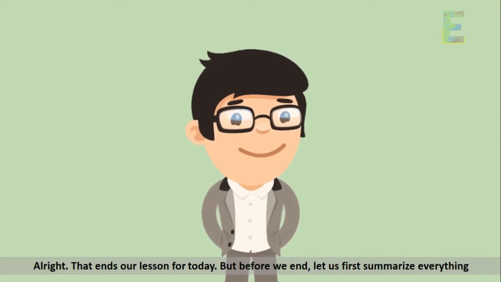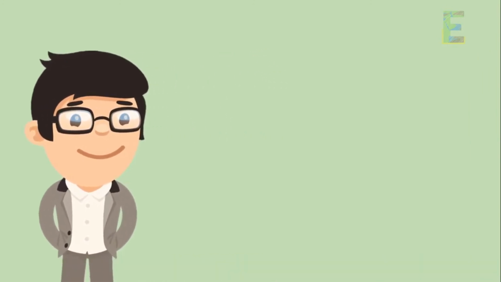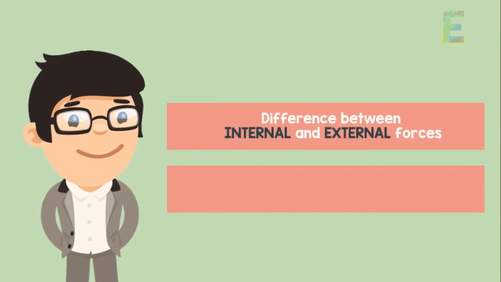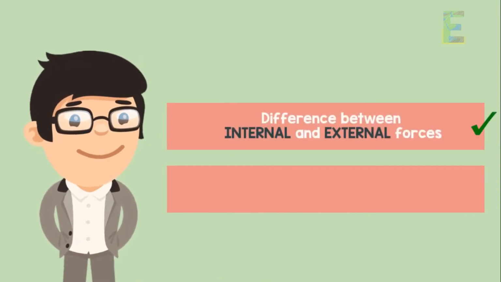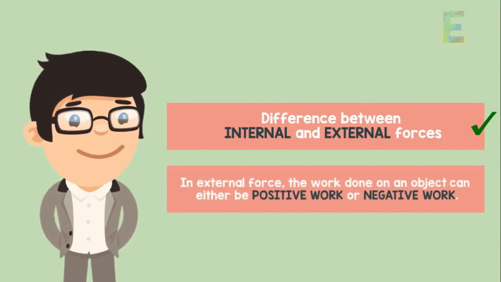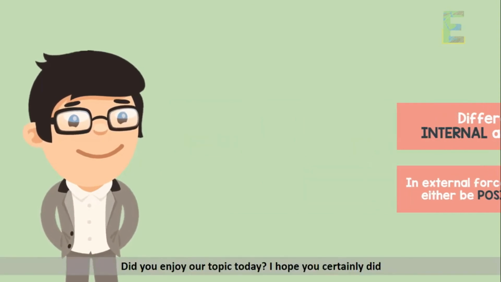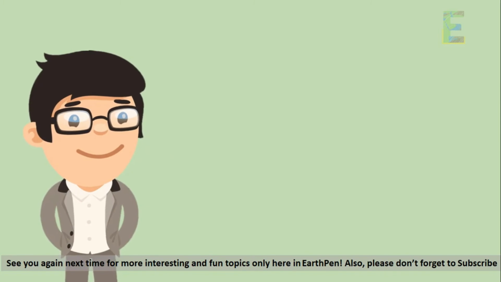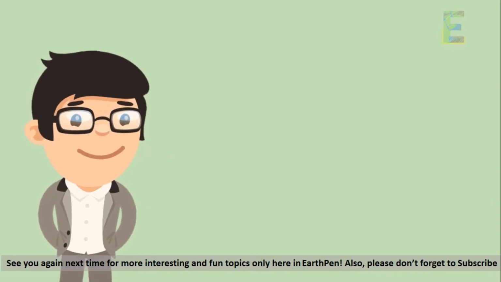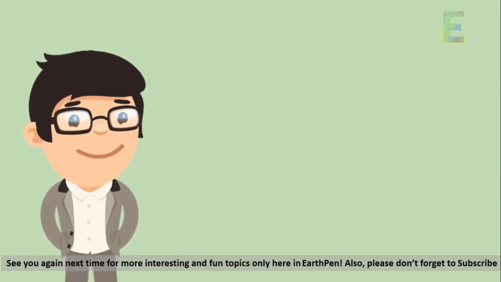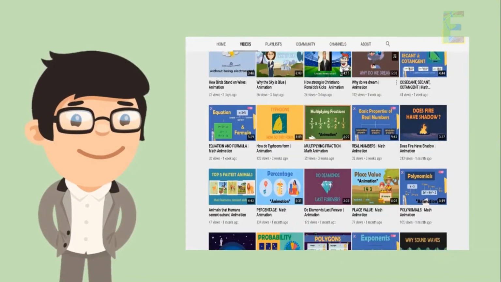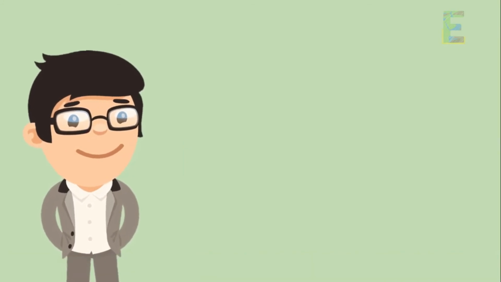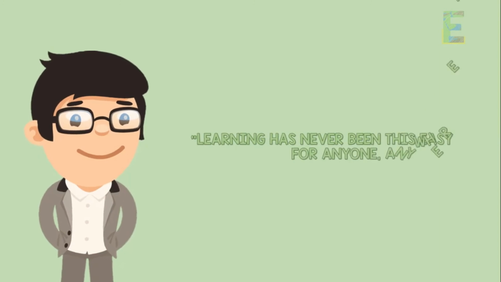Alright, that ends our lesson for today. But before we end, let us first summarize everything for the external forces: the difference between internal and external forces, and that the work done by an external force on the object can be either positive or negative. That is the example for internal and external forces. That is very important for the further topics we are going to do. Hopefully that is a very interesting example for you.